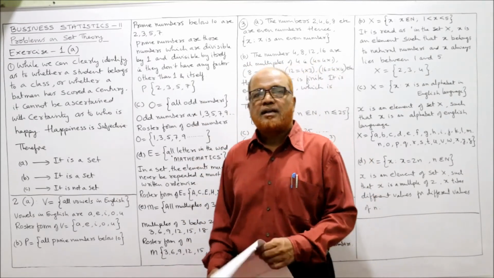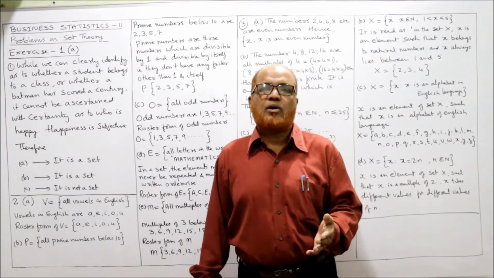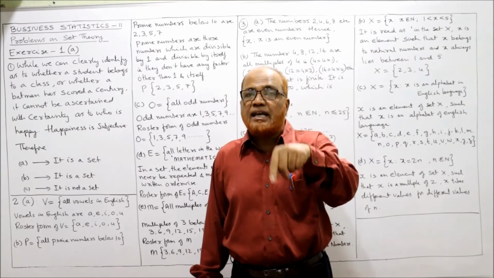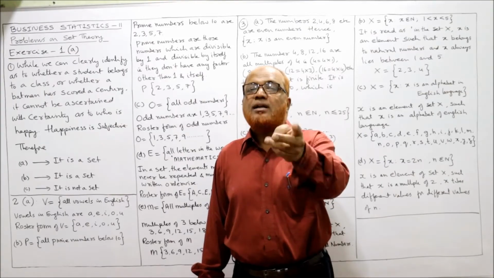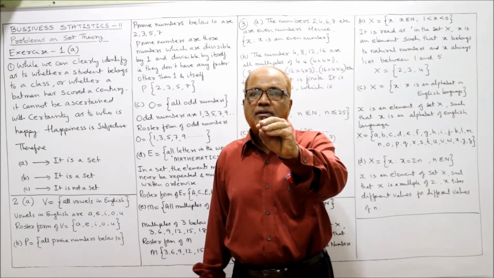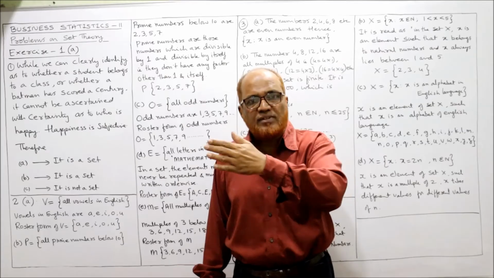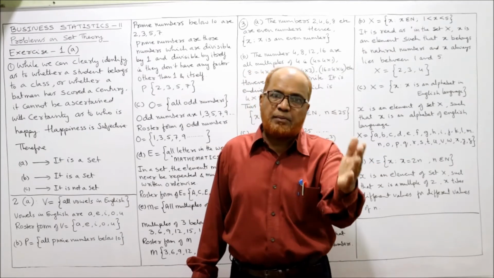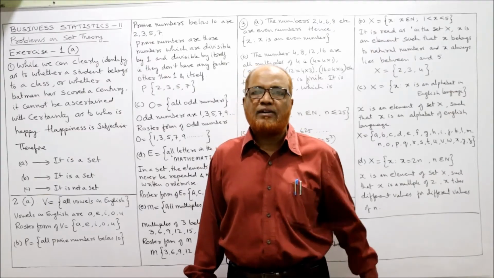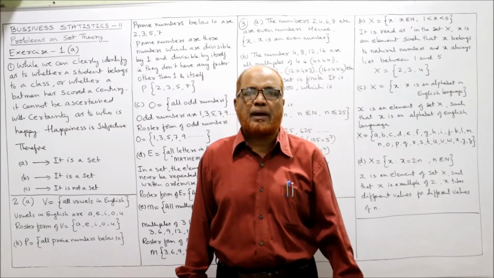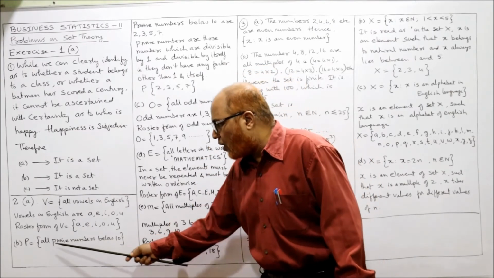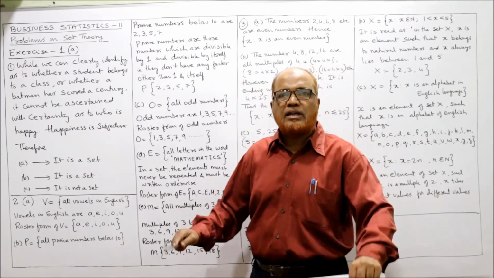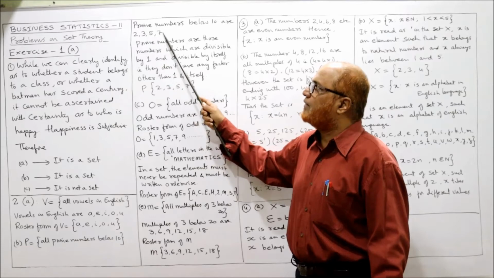Then 10. 10 is also not a prime number because 10 is divisible by 1, by 10, by 2 and by 5. So 10 is divisible not only by itself and by 1, but also by 2 and 5. So 10 is not a prime number. So what is our question? All prime numbers below 10. So the prime numbers below 10 are 2, 3, 5, 7.